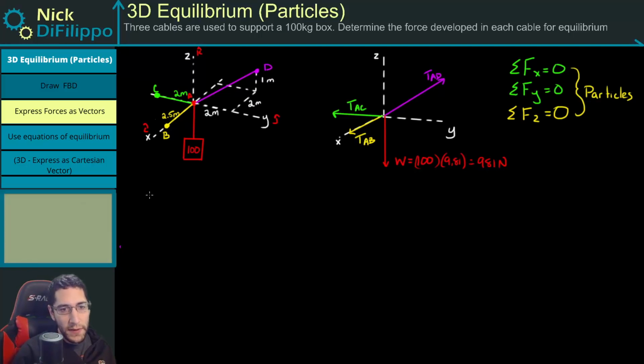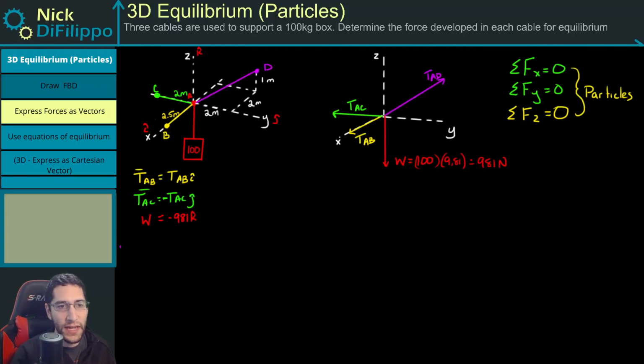So let's start with TAB. TAB is going to be equal to TAB, the magnitude, times i. If we look at TAC, TAC is going to be equal to the magnitude TAC times j. And we have to remember this is pointing in that minus direction, so it's going to be minus TAC times j. And then I'm just going to write my weight here. My weight is pointing in this minus Z direction, so it's going to be minus 981 k.